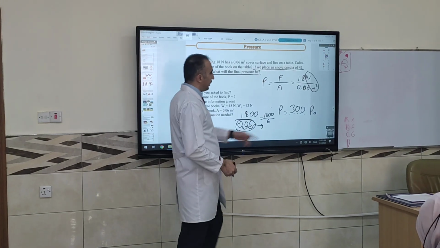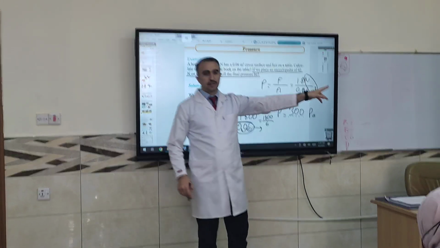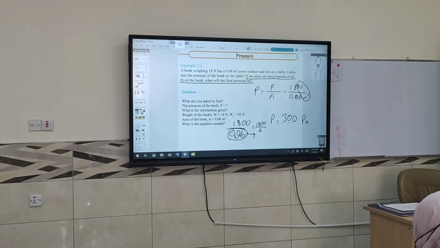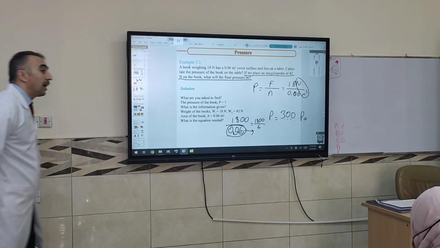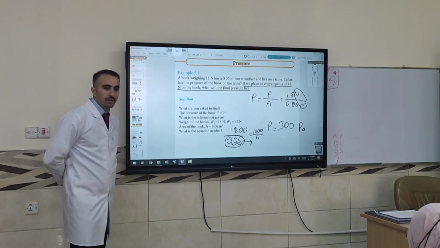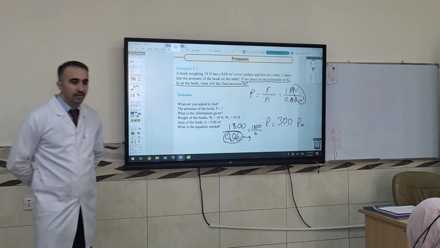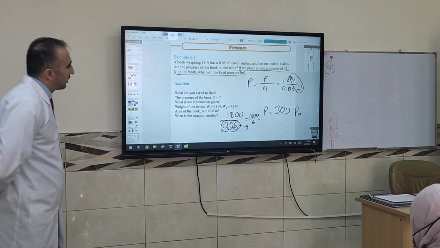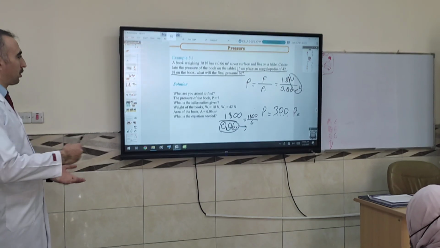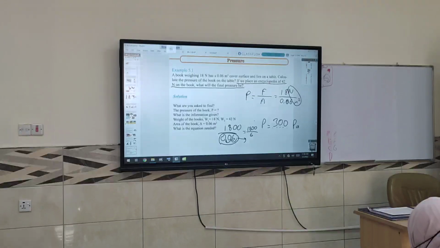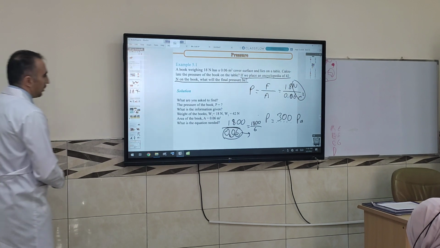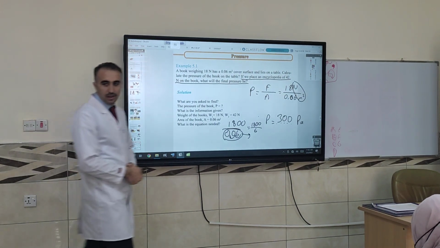If you see Newton over meter square, it means Pascal. Every time? Every time. Does it count as wrong if I write Newton per meter cube? No, no problem. But it means Newton per meter square means Pascal. If you say Pascal, it's better. Ready? Yes.